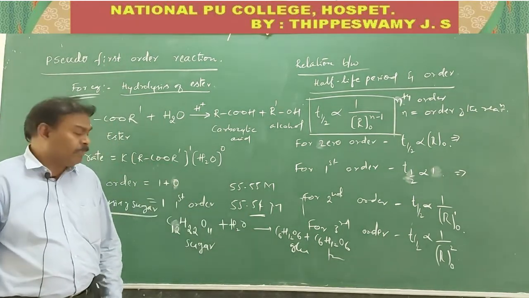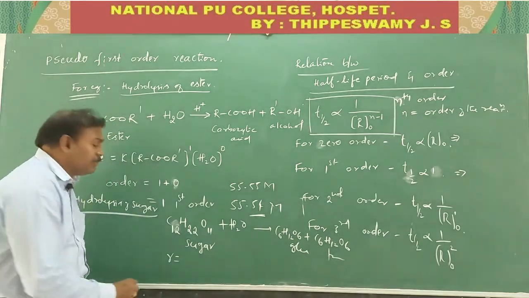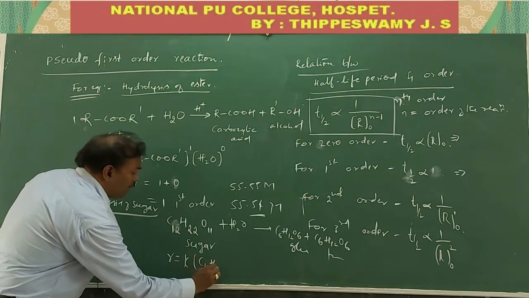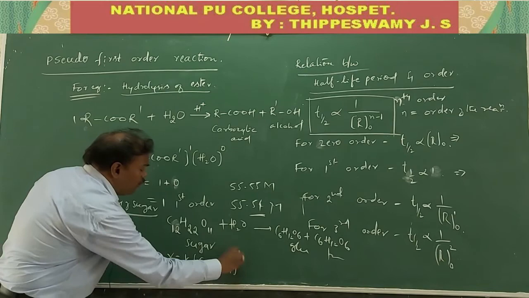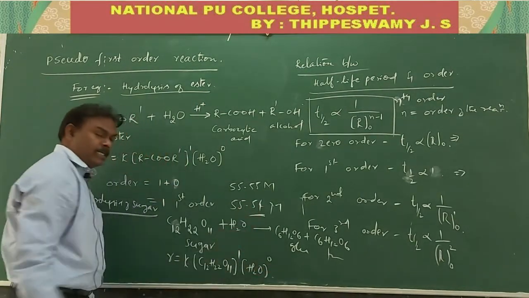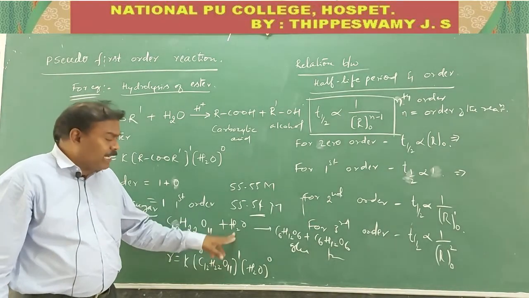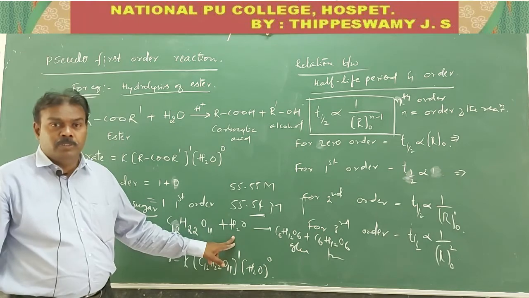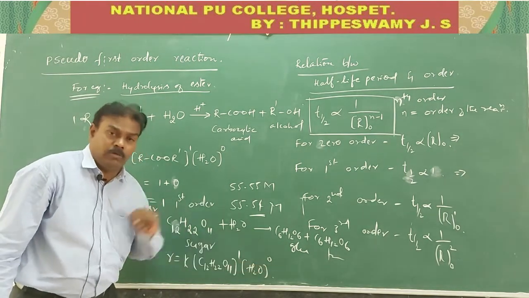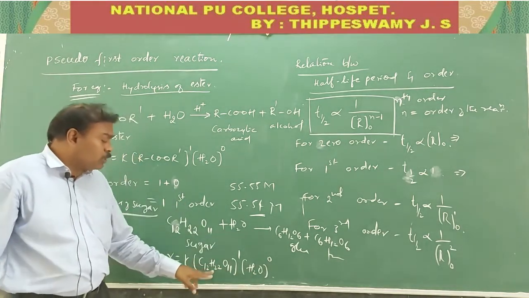Now here, the rate equation for the reaction can be written in this manner. That is, rate is equal to K into the molar concentration of C12H22O11 to the power 1 and water to the power 0. Why are we taking water to the power 0? The reactant water is taken in large excess, whose change in concentration is negligible. Hence we take 0. The order with respect to water is 0, and the order with respect to sugar is 1.